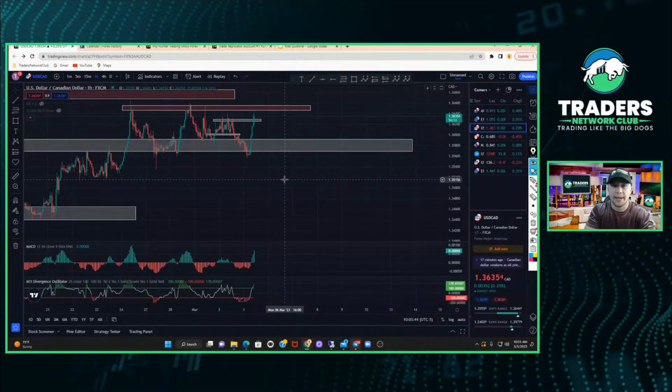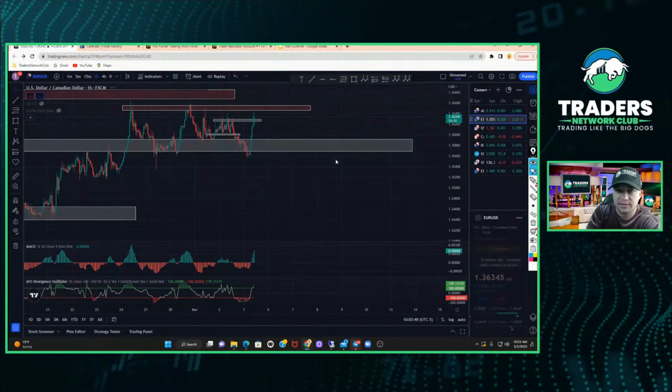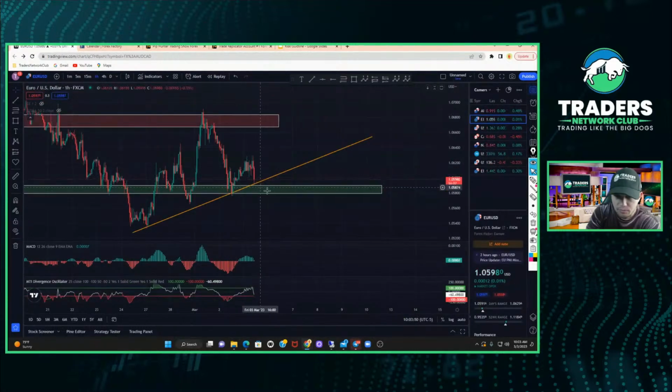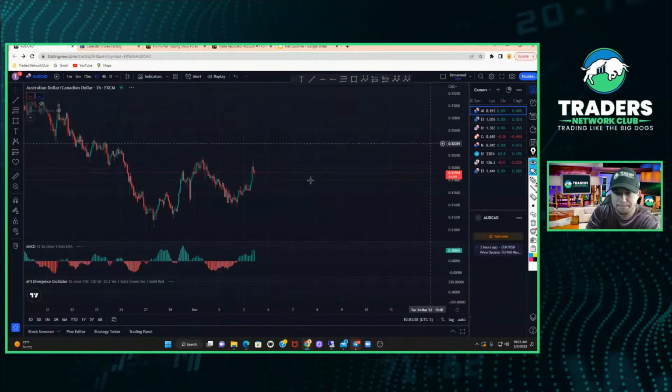So I'm sticking with the plan. Going to still go ahead and sell here on the U.S. dollar CAD, and I'm still long the Euro dollar as well, as price is just moving back down to this demand. Okay, so sticking with the plan. That is the plan.